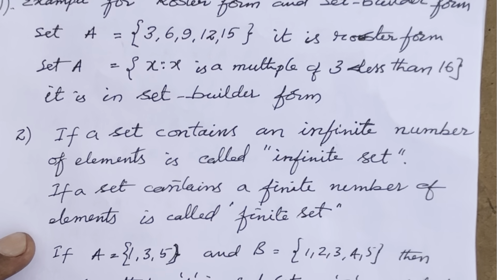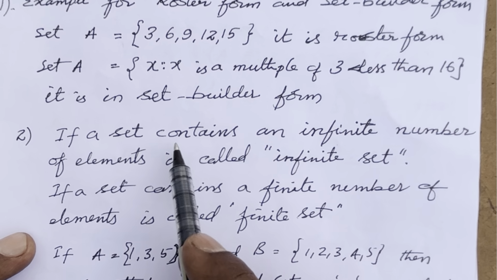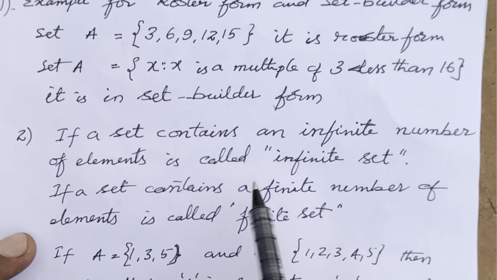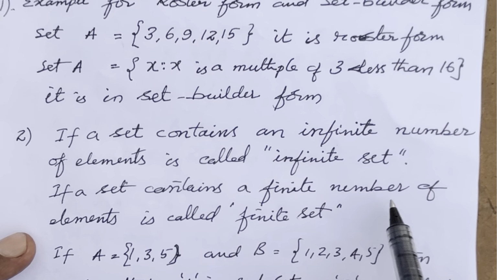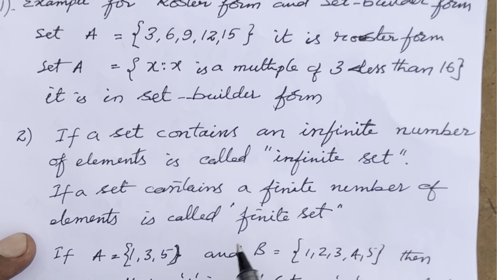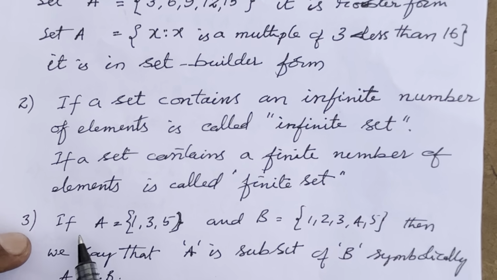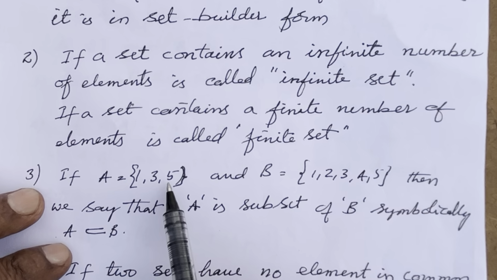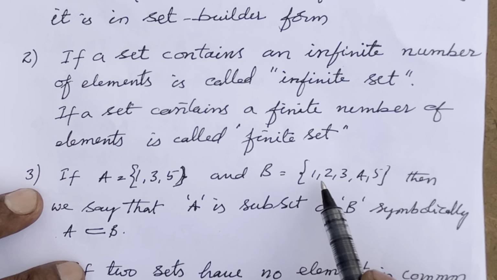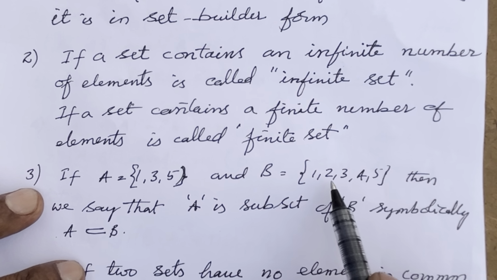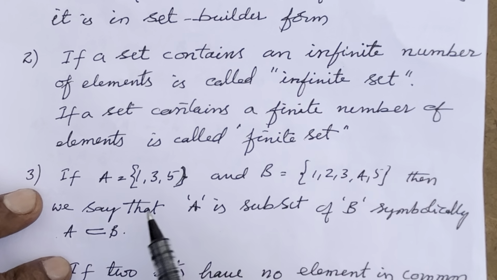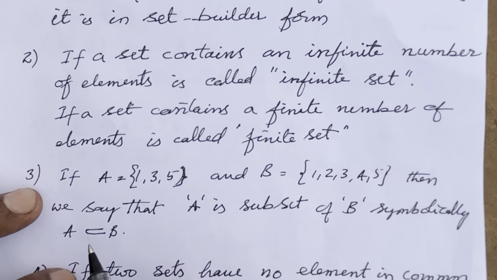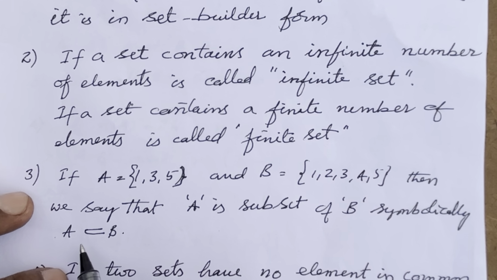And come to the point of the next one. If a set contains an infinite number of elements, it is called an infinite set. If a set contains a finite number of elements, it is called a finite set. Next one, if the set A contains three elements 1, 3, 5, and the set B has 5 elements 1, 2, 3, 4 and 5, then we can say the set A is a subset of the set B. Symbolically, A is a subset of B.